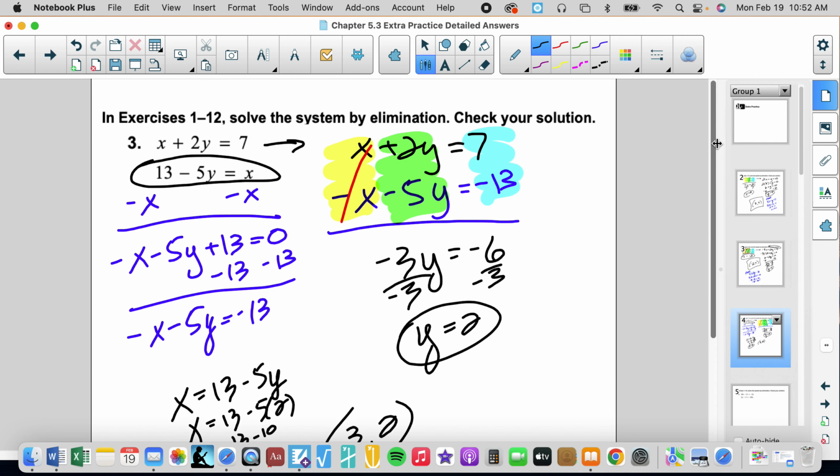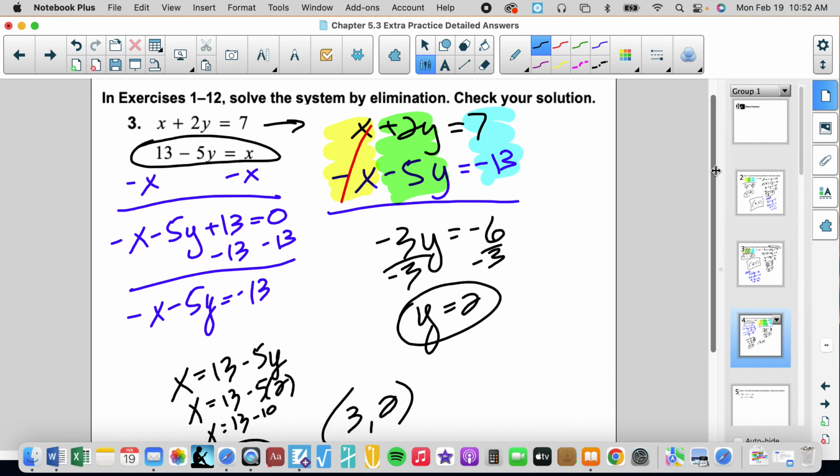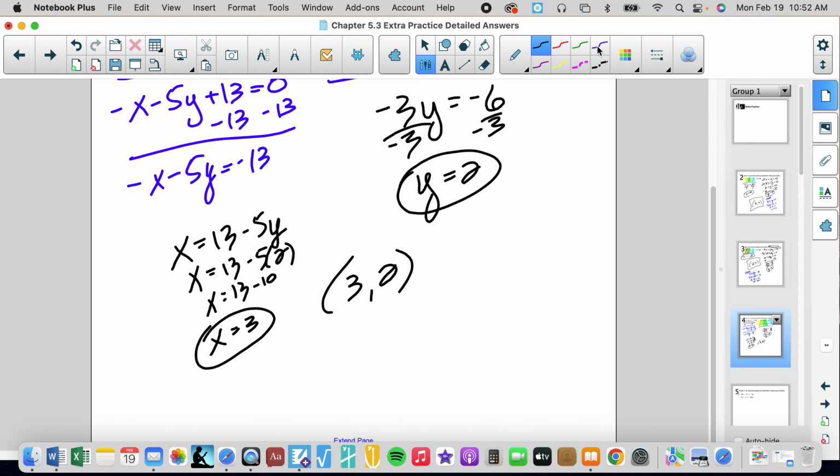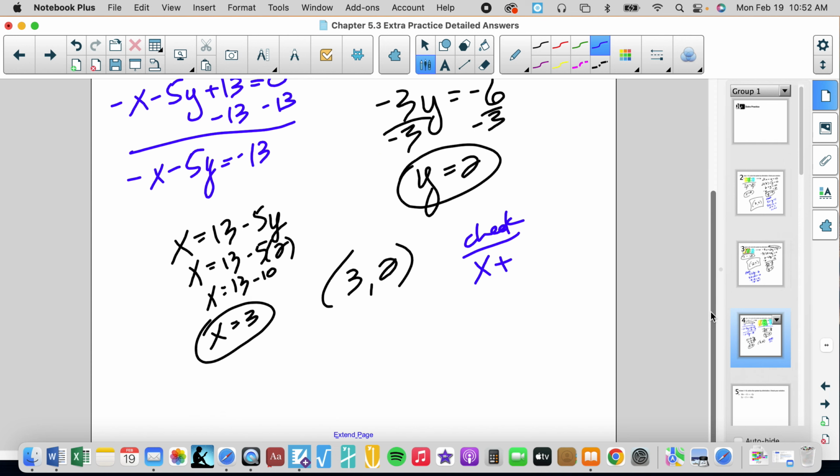And now I'm going to check the top equation. x plus 2y equals 7. Check. x plus 2y equals 7. x is 3, plus 2 times 2. 3 plus 4 equals 7. 7 equals 7. It's good.